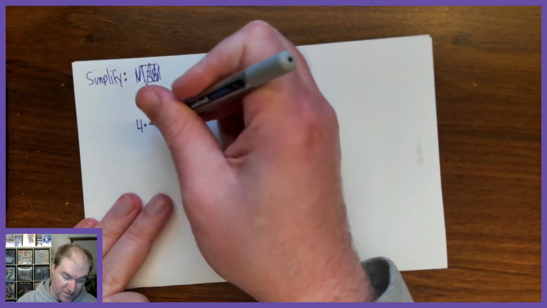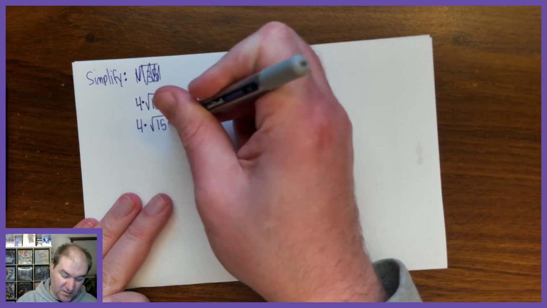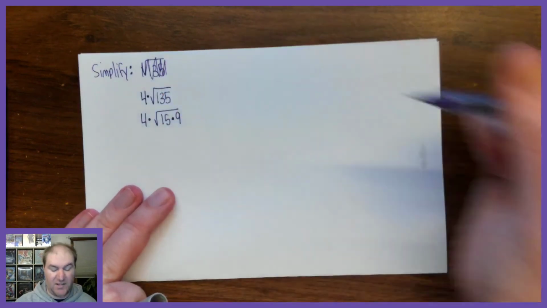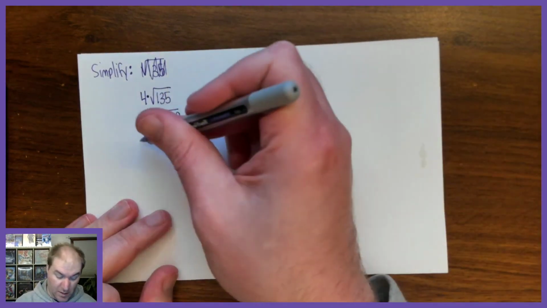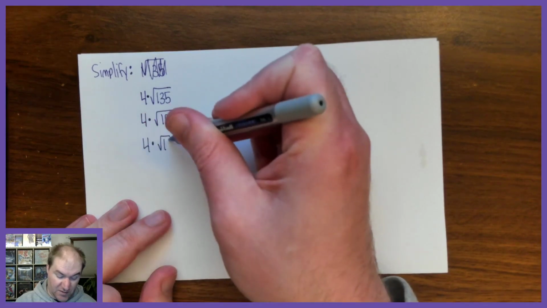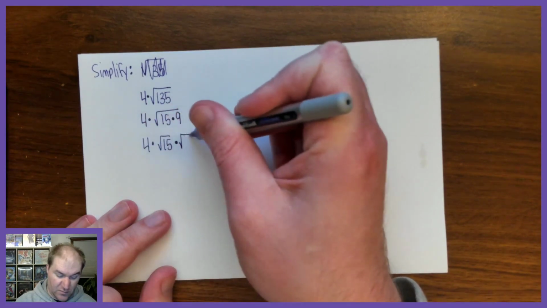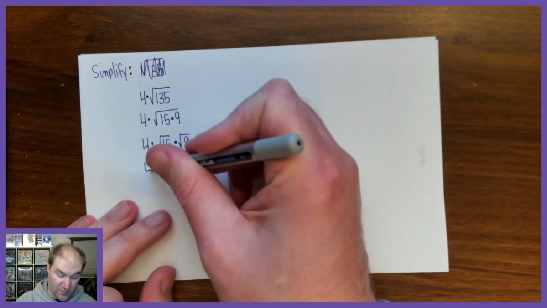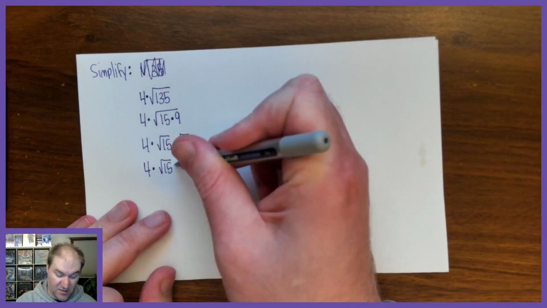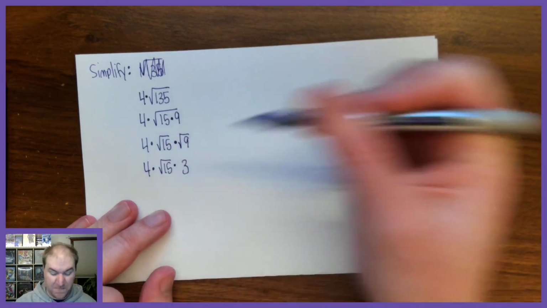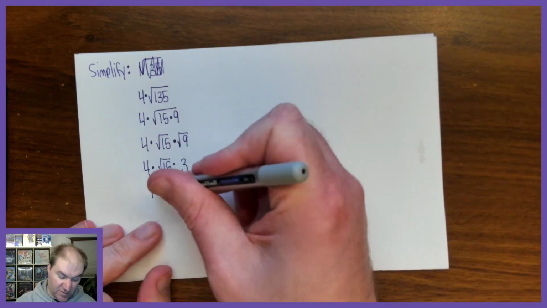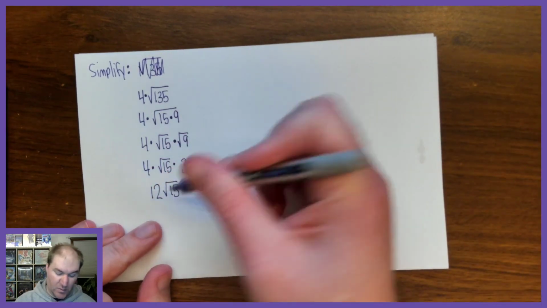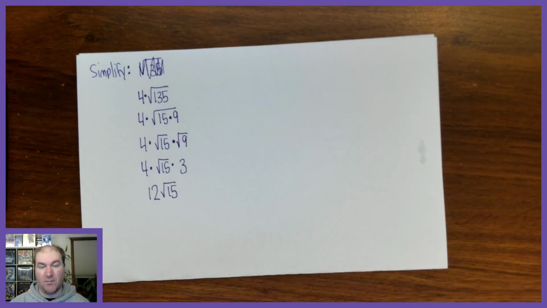So 4 times the square root of 15 times 9, right? 15 times 9 is 135. I can split this apart into 2 square roots, and I can answer that one. 4 times the square root of 15 times the square root of 9, which is 3. And then 4 times 3 is 12. And the square root of 15 can't be simplified because the only numbers that go into 15 are 1, 3, 5, and 15, and none of those are perfect squares.